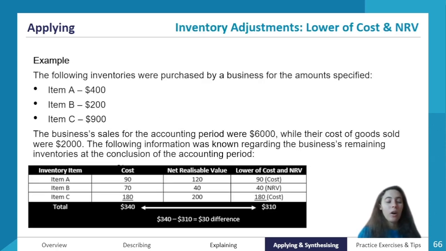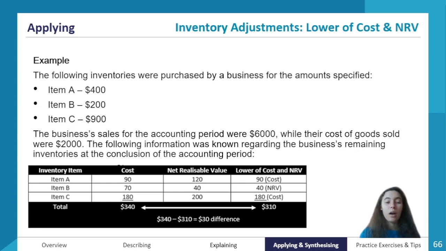So here we've got some inventories that were purchased, a bunch of different inventory items, A, B, and C. We've got $400 worth of A, $200 of B, and $900 of C. And then we've got the business's sales for the accounting period were $6,000. The cost of goods sold was $2,000. The following information was known about the business at the end of the accounting period.